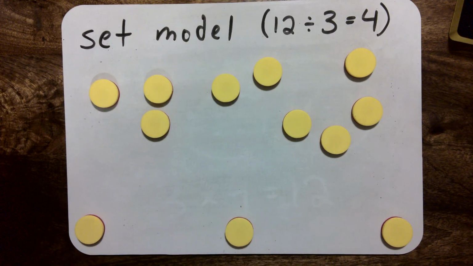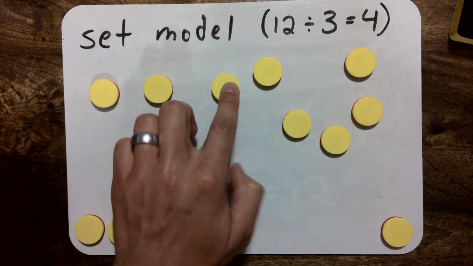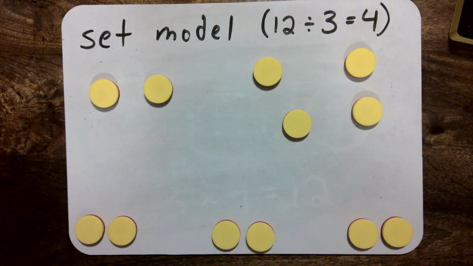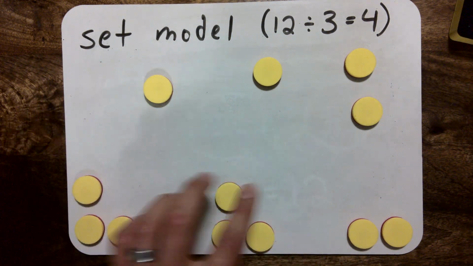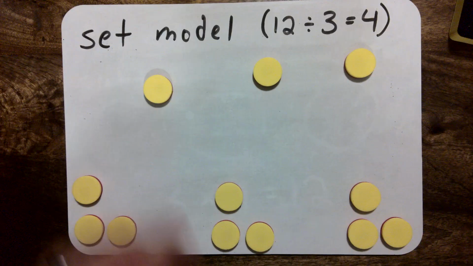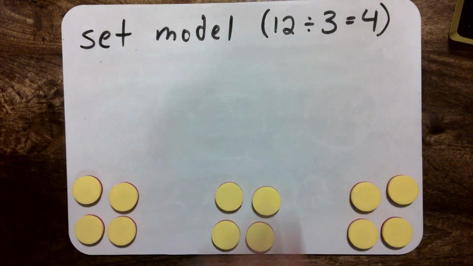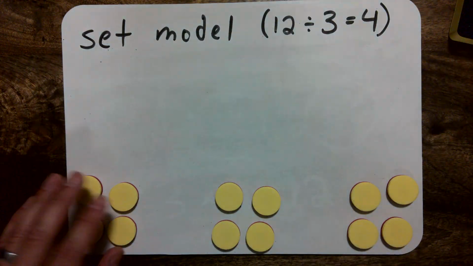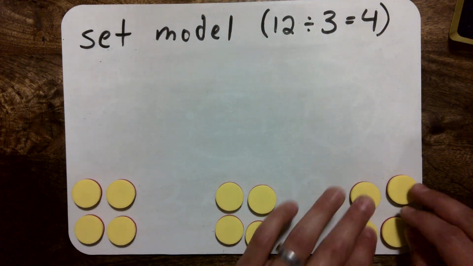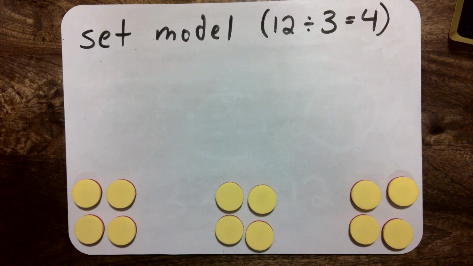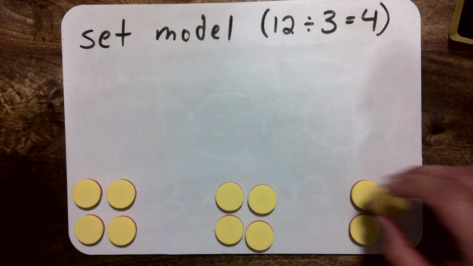I need to keep these groups equal with each step or stage that I go through. So I'll put a second counter into each group, and then a third, and then a fourth, and then I don't have any of my original quantity that hasn't been placed into a group. This shows that we can start with 12 objects, divide them into 3 equal groups, and we will have a size of 4 in each group. So that's concrete for the set model.